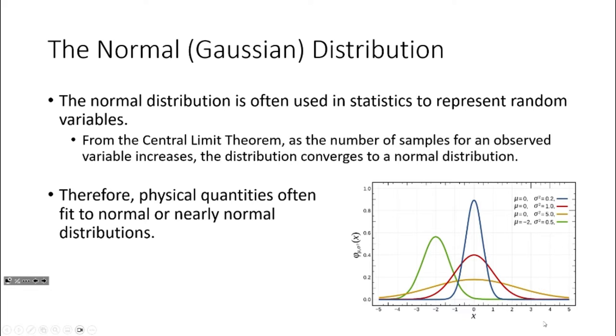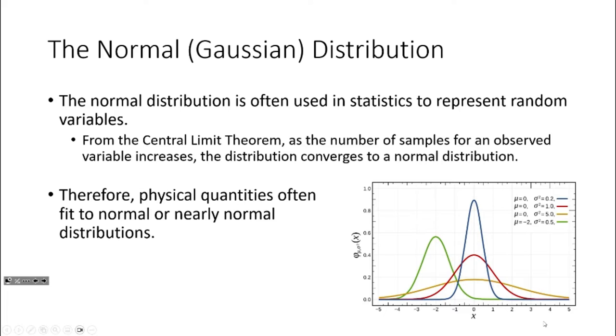A normal distribution is intended to predict or represent random variables. And what we find from statistics and from the central limit theorem is that for a given observed phenomenon, such as measuring distances, and it could be anything, something in physics, something in chemistry, any natural phenomenon, as the number of samples for that random variable increases, that distribution converges to a bell curve, okay? If you graph the normal distribution, it has this bell shape, hence why it's sometimes referred to as a bell curve, developed by Gauss, hence the Gaussian distribution, et cetera.